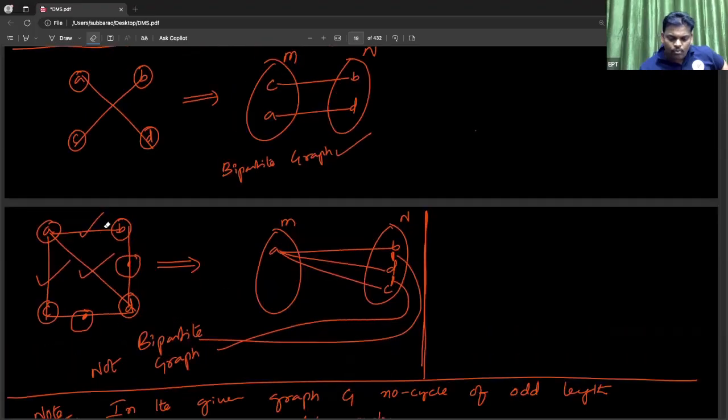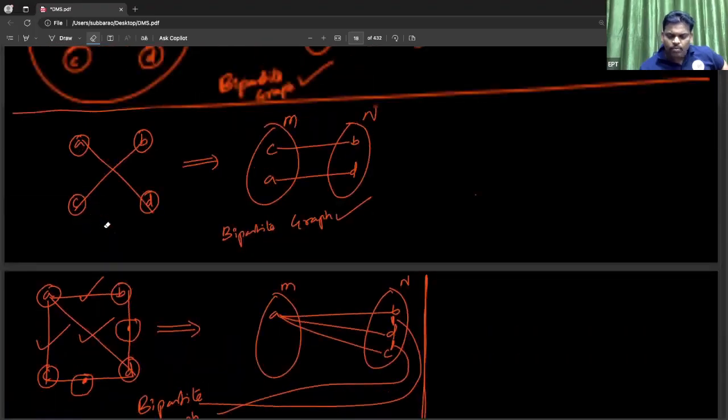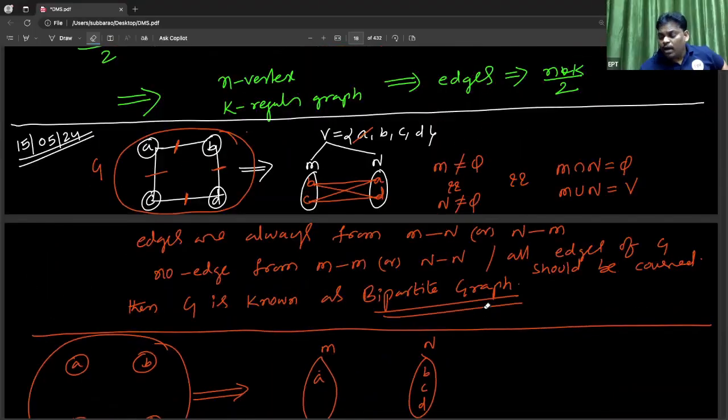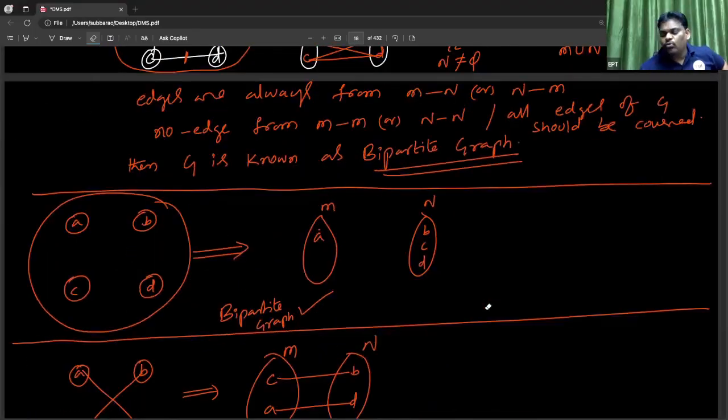Where is our one more problem? I think the first problem. Odd length cycle, no. Bipartite graph. If an odd length cycle is there, you are stuck within the group.